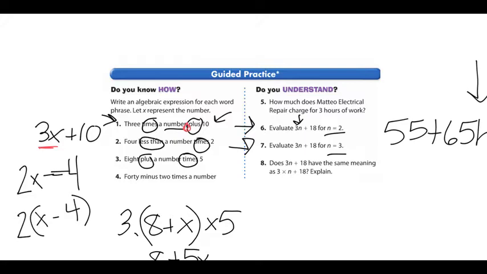And then number 8 says, does 3n plus 18 have the same meaning as 3 times n plus 18? Okay, and that's something we've discussed before as well. Do these mean the same? And then explain why. Okay, do your best. Good luck. You got this.